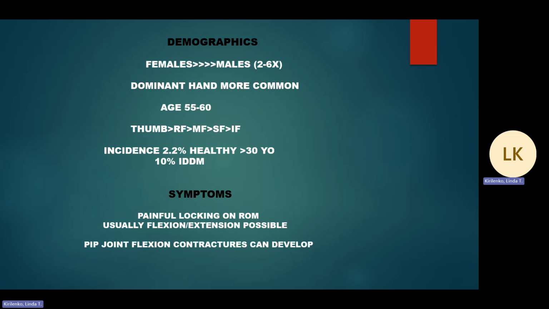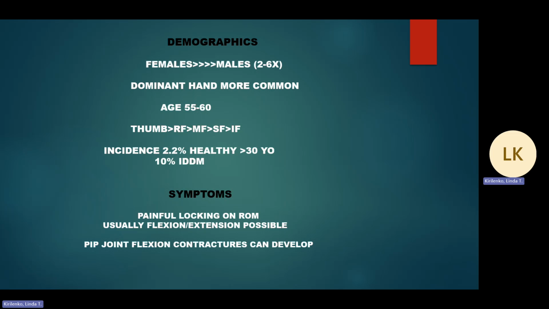Demographics: females are much more commonly affected than males, up to 2 to 6 times as frequently. The dominant hand is more commonly affected. Age incidence is 55 to 60 on average. In terms of the frequency of digits affected, the thumb is affected more commonly than the ring finger, which is affected more commonly than the middle finger and small finger, and the index finger is affected least frequently.